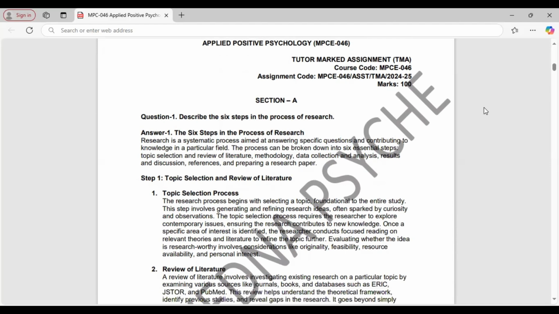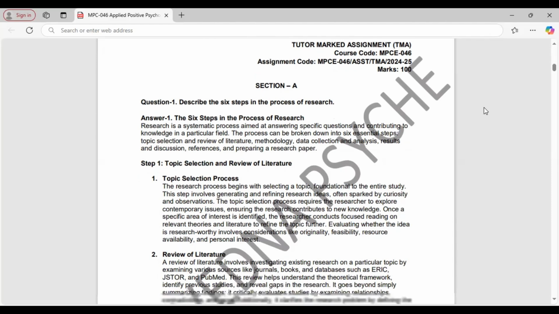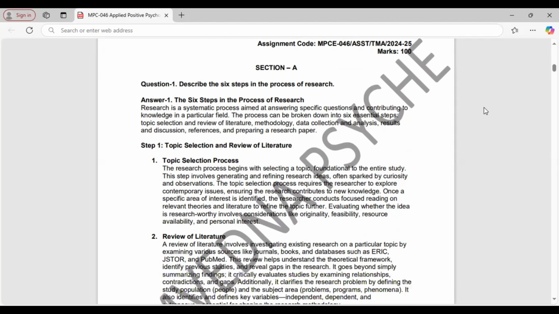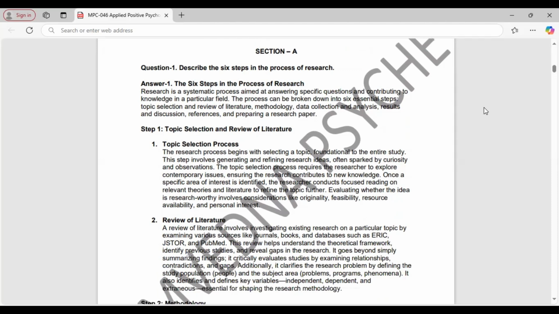Question 1. Describe the 6 steps in the process of research. Research is a systematic process that involves answering specific questions and contributing new knowledge. It is structured into 6 steps, that is selecting a topic and reviewing the literature, determining the methodology, collecting and analyzing data, presenting results and discussion, referencing, and preparing a research paper.